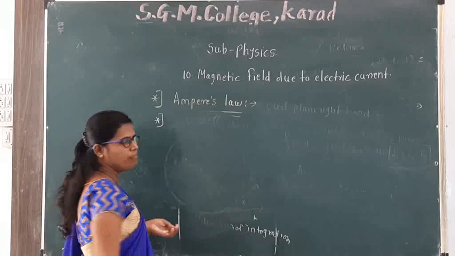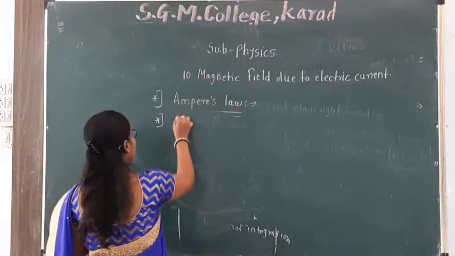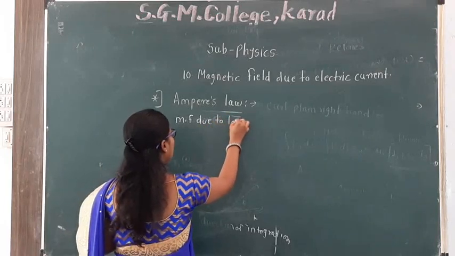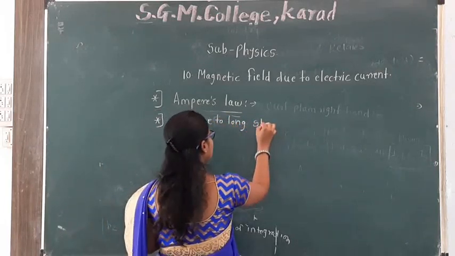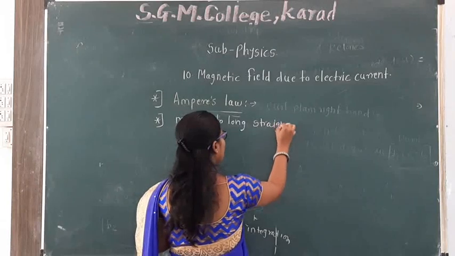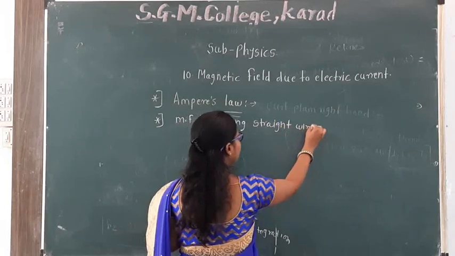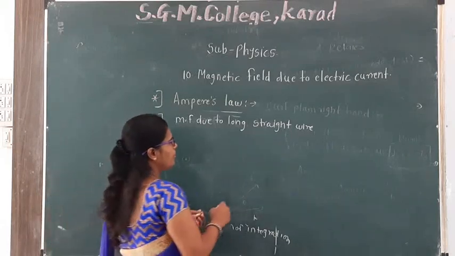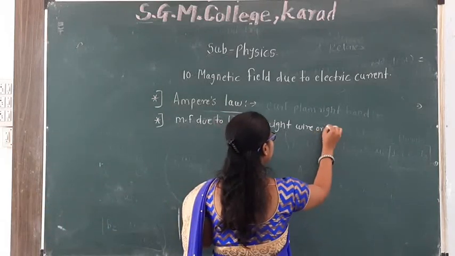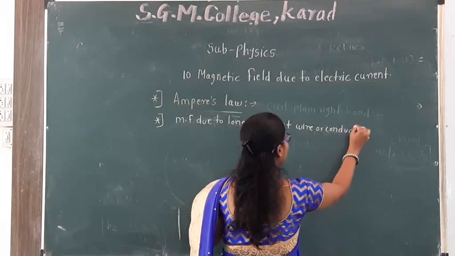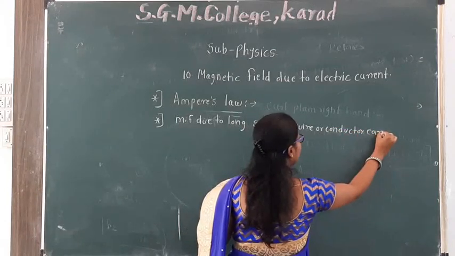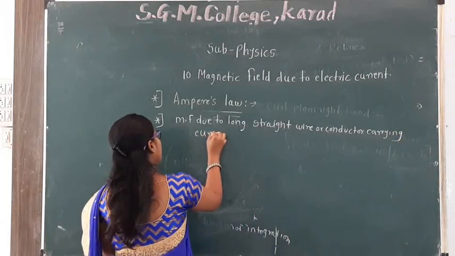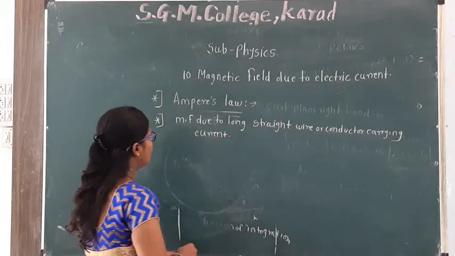The application of Ampere's law is the magnetic field due to a long straight wire or conductor carrying current. This is the application of Ampere's law.